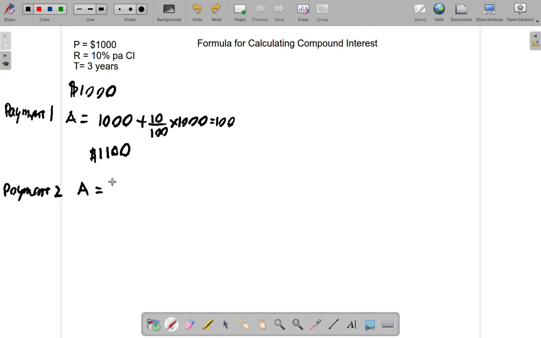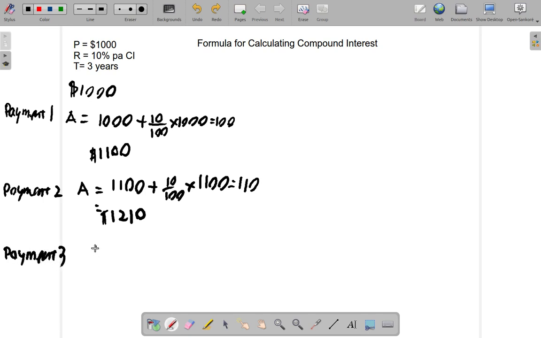Payment 2. The amount of money you have is 1,100 plus 10% of your $1,100. This would be $110, and when they add that to your $1,100, you would have $1,210. Nice.